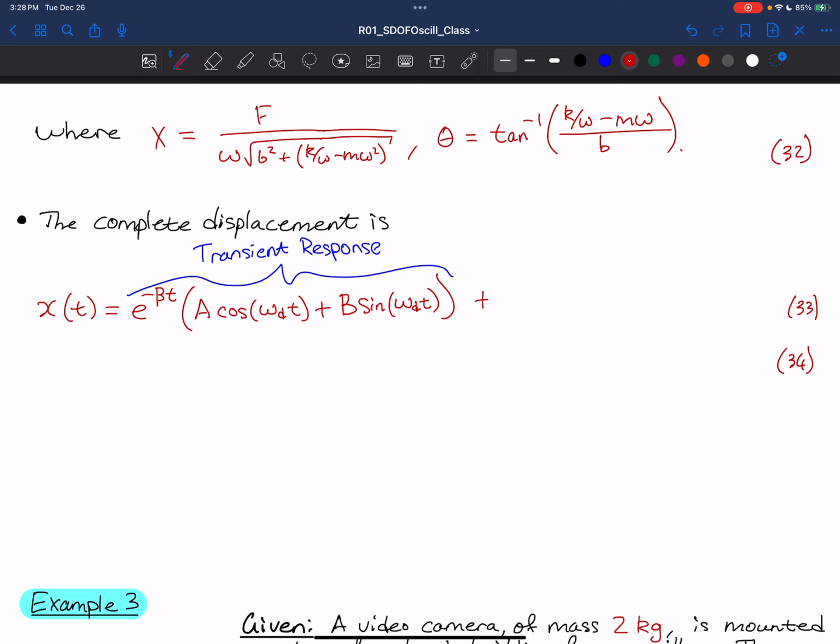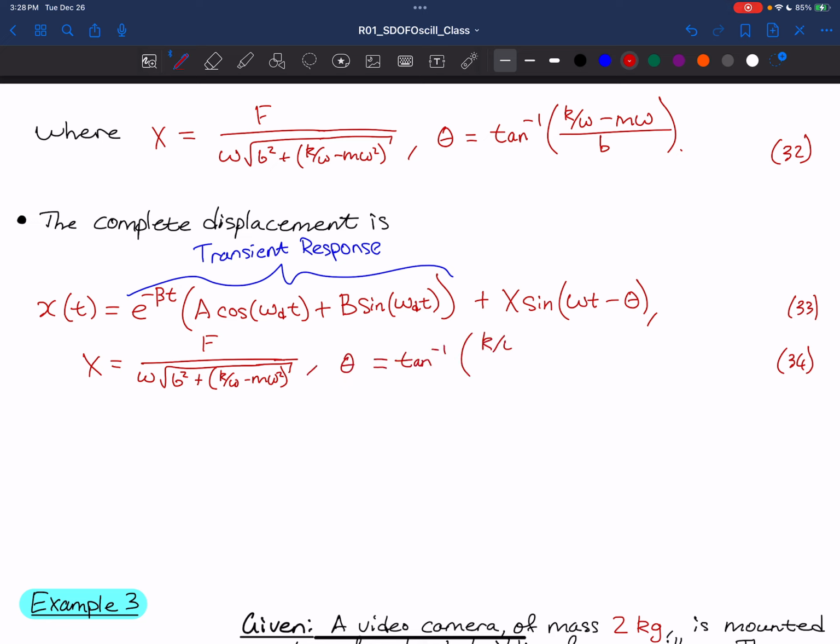Plus, we'll now have our steady state response, which will be big X times the sine of omega t minus theta, where again the big X is equal to f divided by omega times the square root of b squared plus the quantity k divided by omega minus m omega squared. And theta was equal to the inverse tangent of k over omega minus m omega, divided by b.